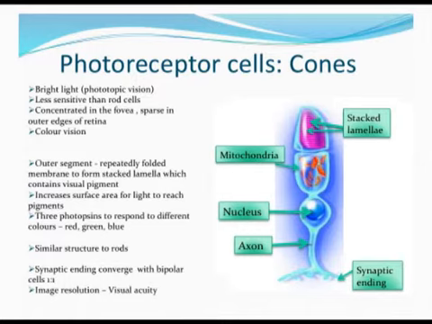green and blue. We then have the inner segment, which has the mitochondria, which provides the energy for the cell. We also have the cell body with the nucleus, and then the axon, which the nerve impulse travels down, and then finally the synaptic terminal, which releases the neurotransmitter glutamate. And one cone cell converges onto one bipolar cell, so it gives high visual acuity.